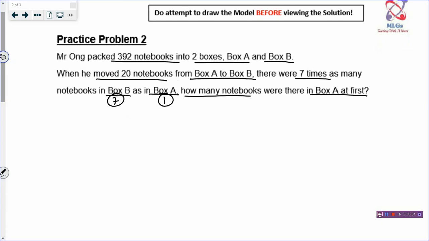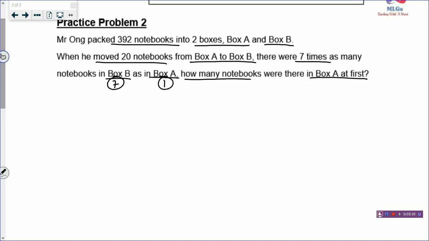Alright, so you're going to have two sets of model. But sometimes you can also combine the two models together. It depends on how you want to draw. So I'm going to make two sets of model. Okay, so how does it look like? It will look like this.